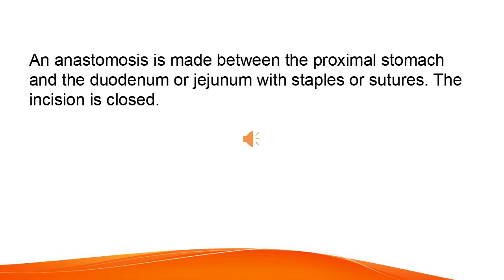An anastomosis is made between the proximal stomach and the duodenum or jejunum with staples or sutures. The incision is closed.